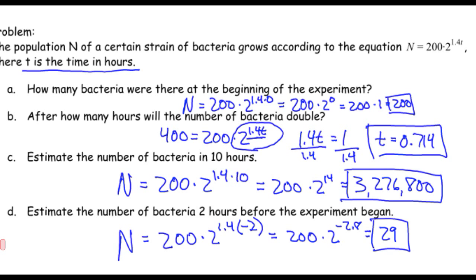So actually, if you think about it, from 2 hours before the experiment began to 10 hours after it began, we went from 29 to 3,276,800. That's a lot. That's exponential growth.